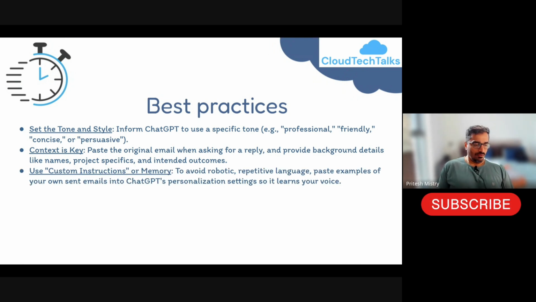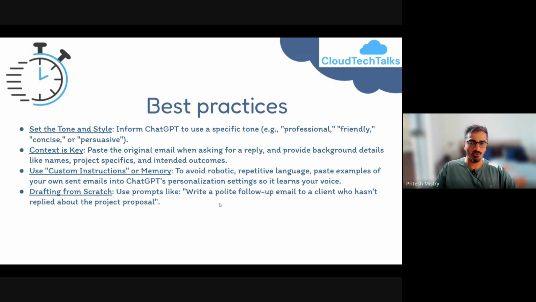Then comes custom instructions or memory. So to avoid typical AI or robotic language, I would say make sure that you paste examples of how you want your emails to sound like. Take examples from emails which have worked for you, you've written yourself, and you've taken the effort of researching and making sure that your emails are on point, professional, friendly, concise, whatever kind of email it is. Give it examples, because from the moment you give it examples, it changes the way it operates, and it brings you exactly what you want to see.